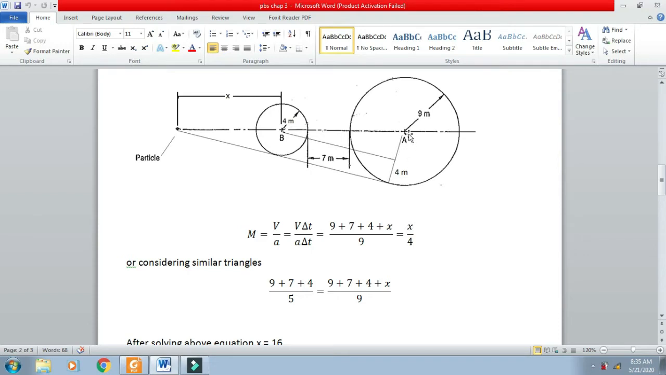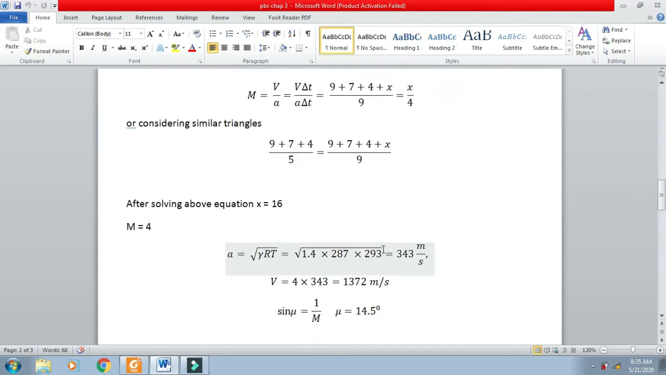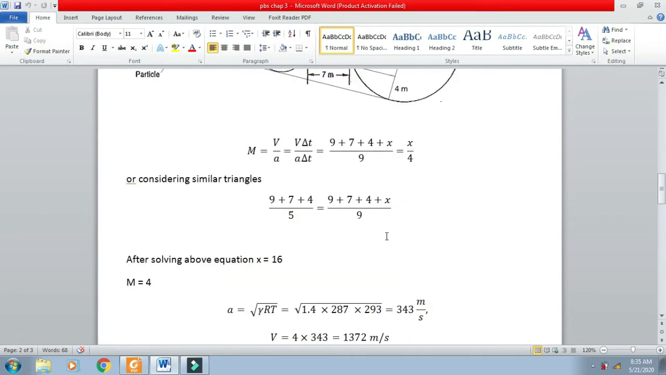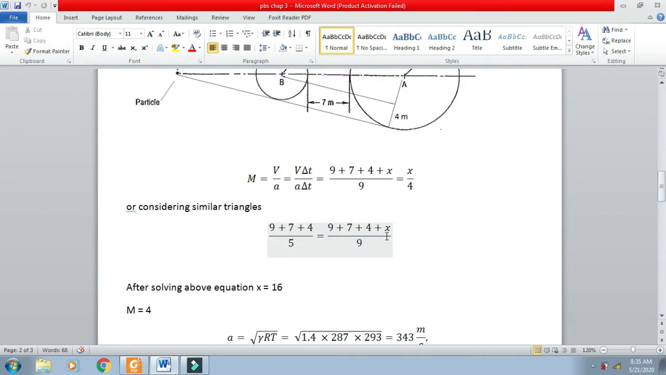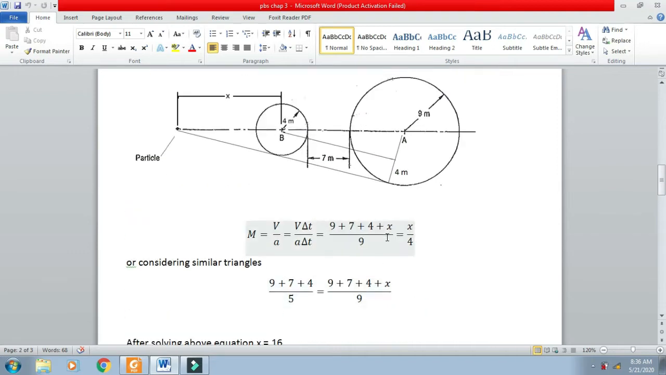For the bigger triangle, 9 plus 7 plus 4 plus x divided by the perpendicular distance, which is 9. If we solve this equation, we again get 60. So to find the value of x, we can either use the formula of Mach number, or we can use the similar triangles that can be constructed from the figure shown.